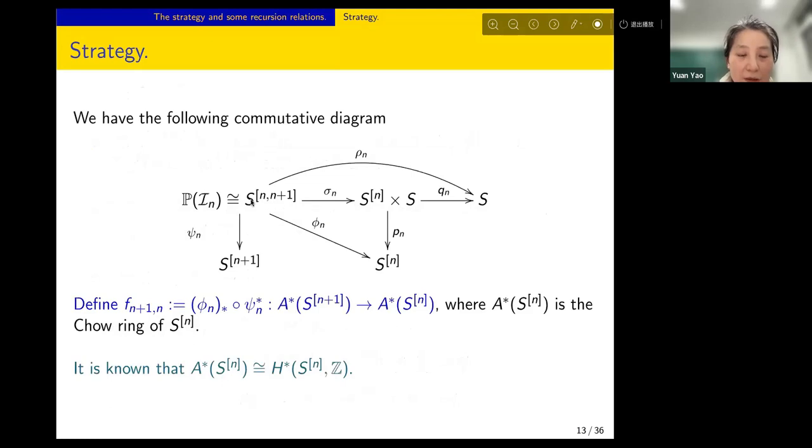So now you have this incidence variety here, right? And it's birational to this Sn times S. Now we define this morphism. So you pull back via this psi n to this incidence variety, and then you push forward with this phi n.